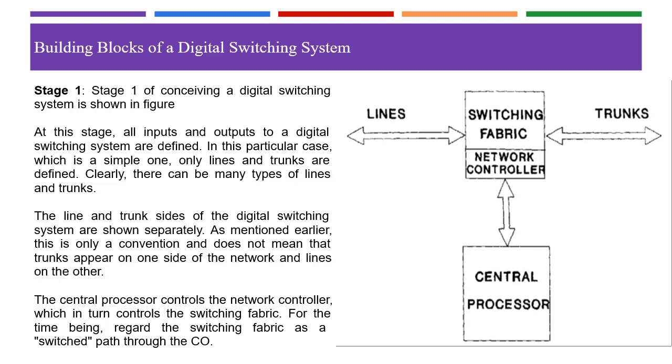The central processor controls the network controller, which in turn controls the switching fabric. For the time being, regard the switching fabric as a switched path through the CO.